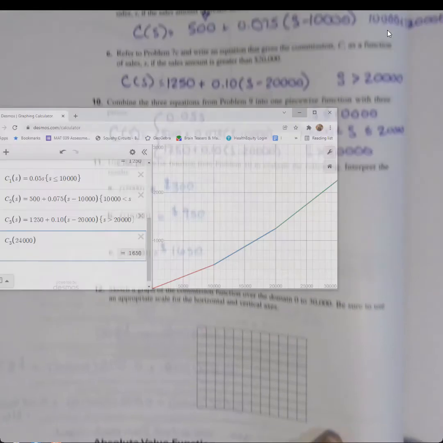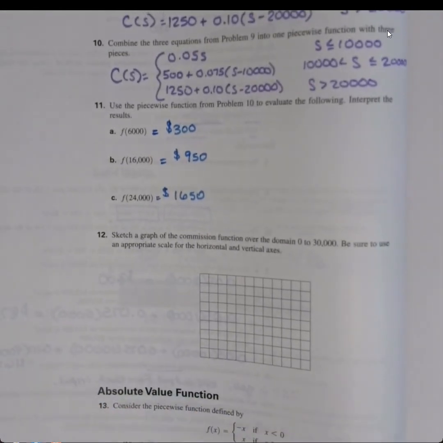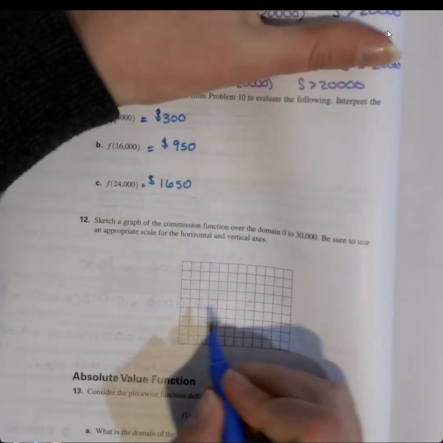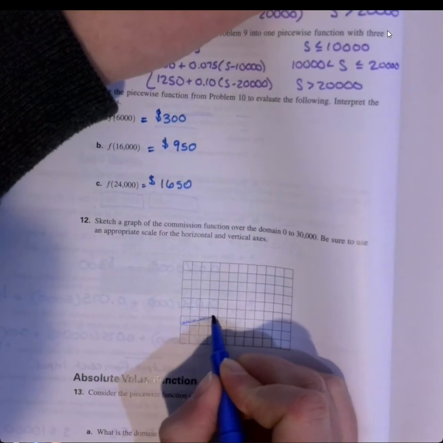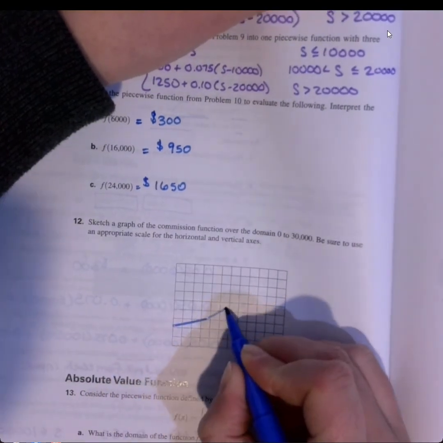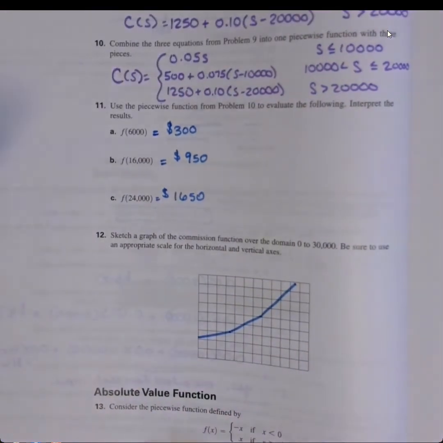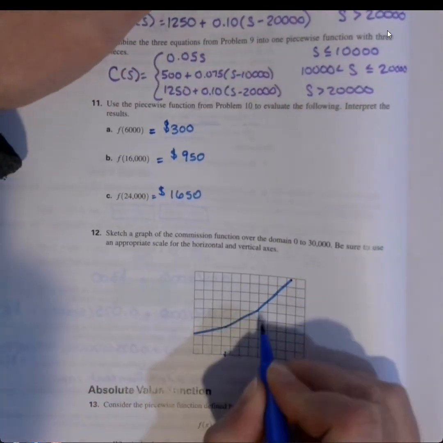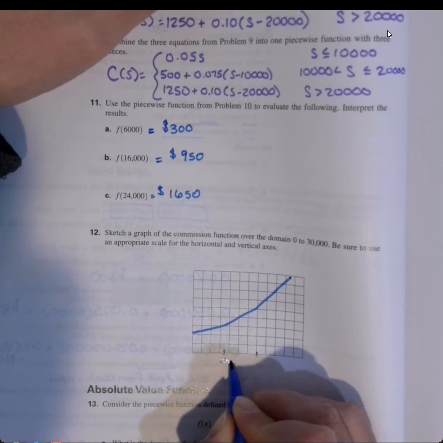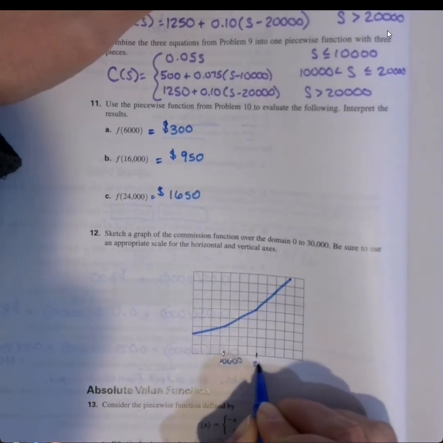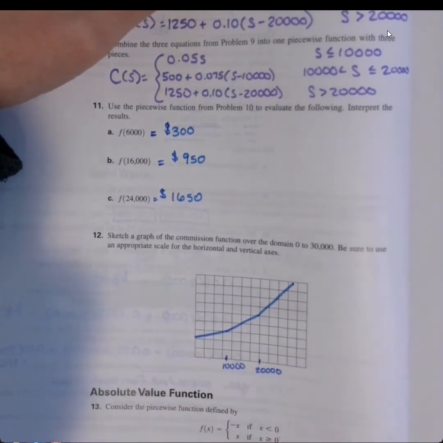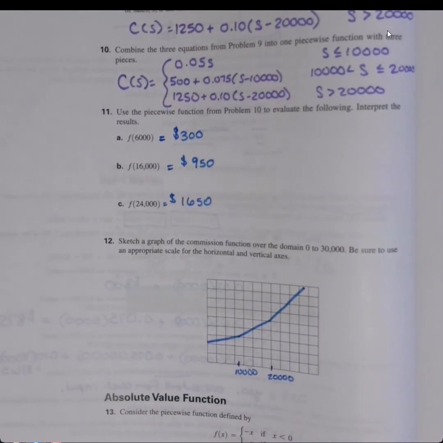Okay, so a quick little sketch. So this one had a lower slope, a slightly higher slope, and a slightly higher slope for the end. And each of these little imaginary breaks that I made here, that was 10,000, and then that was 20,000. Right.